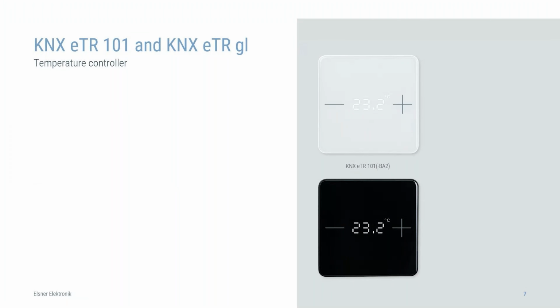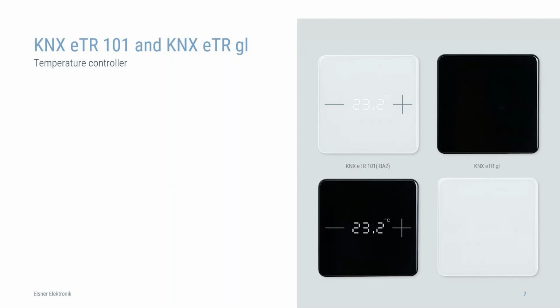Okay, let's start with the model eTR 101. There's actually quite a funny story about this one. The eTR 101 is a very simple thermostat. We like to call it KISS: Keep it simple, stupid. You don't have anything else except the plus and minus buttons to change the set point of your thermostat. Of course, in the ETS application, there are some neat little features inside, but for the user itself, you can keep it very simple, so everyone can understand it.